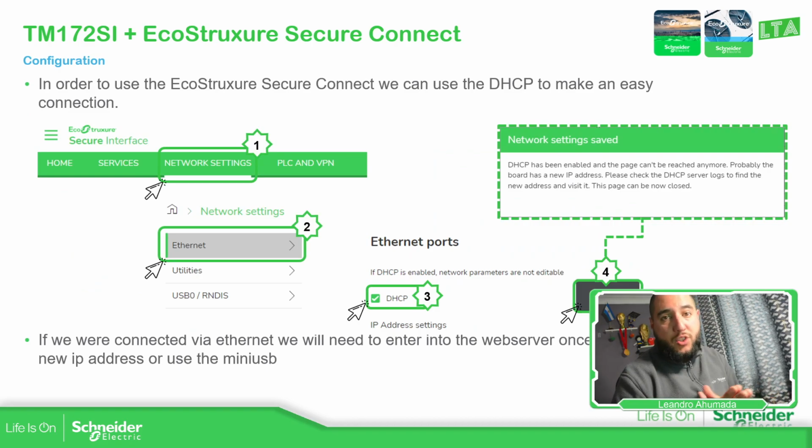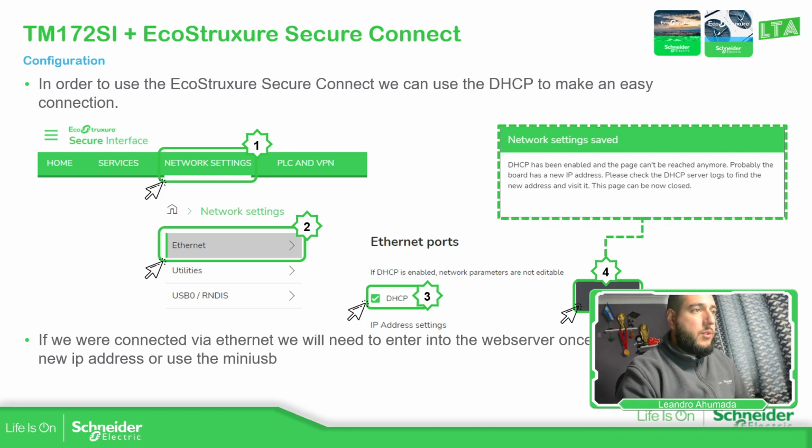Once we enter into the web server of the M172, what we need to do is to access the network settings, and in the network settings we need to configure the IP address, the subnet mask, the default gateway, and the DNS. The easiest way to configure this device is to use DHCP, and then the server can provide all the settings for our Ethernet port. That will make life easier in case we don't know something. So let's try to connect to the M172 up here.